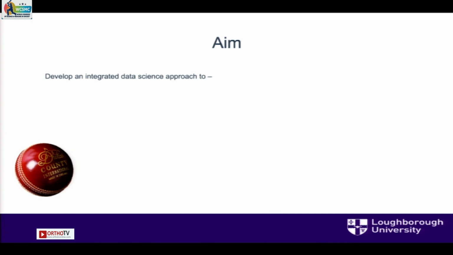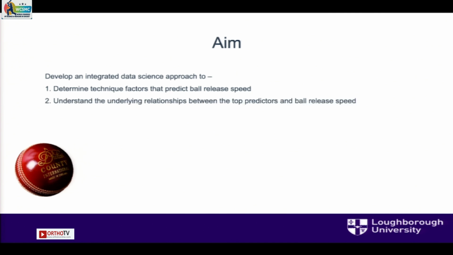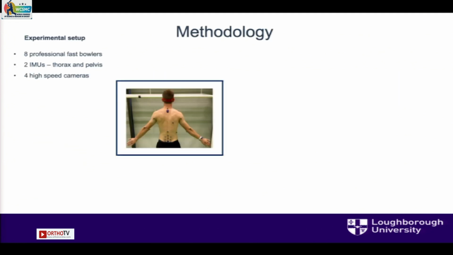So the aim of the study was twofold. We developed an integrated data science approach to determine technique factors that best predict ball release speed, and also understand the underlying relationship between these top predictors and ball speed. So methodology, we looked at 8 professional fast bowlers. We did have more than that, but the data we ended up with was 8 professional fast bowlers, and we had 2 IMUs, one on the thorax and one on the pelvis, and we had 4 high-speed cameras that were positioned for qualitative reference.